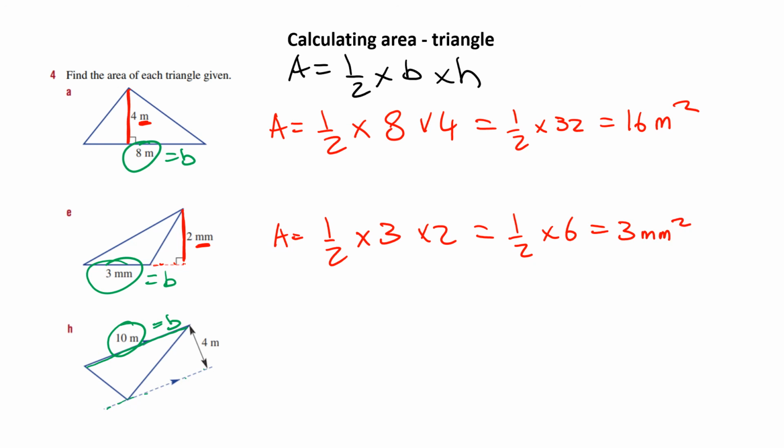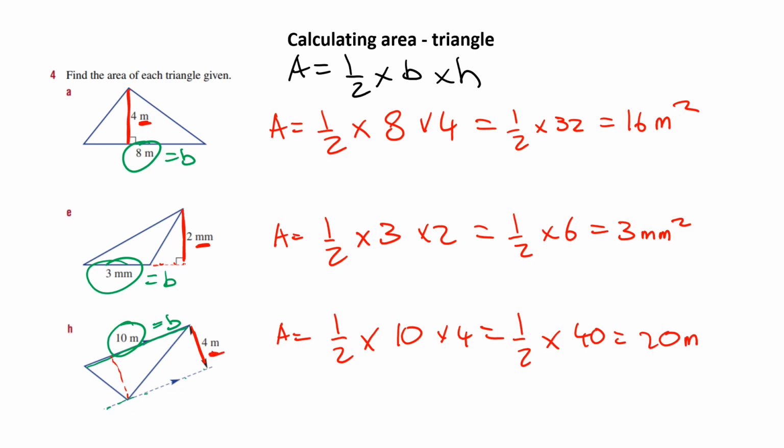And let's look at this last example here. Area equals half times my base, which is 10. Remember, this is the vertex we're talking about, but that's equivalent to that value there, so it's 4. Half times 10 times 4 is 40. Half times 40 is 20. In this case, units are meters, so meters squared. Okay, so that's how you can calculate the area of a triangle.